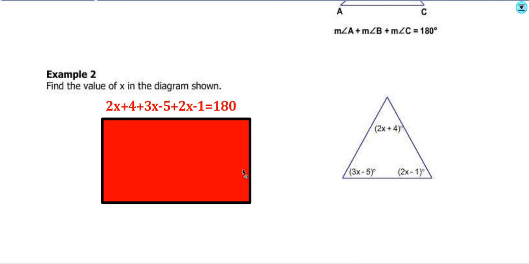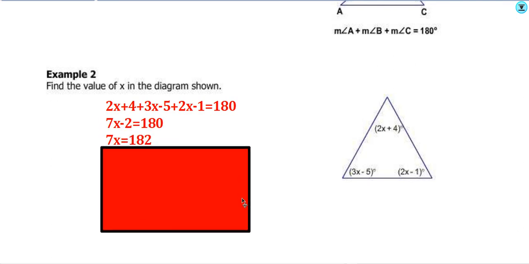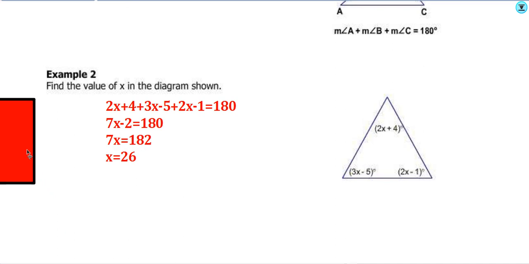When you go through to solve this, you should combine your like terms to get 7x minus 2 equals 180. Add 2 to both sides, so now 7x equals 182. And then divide by 7 to get that x is 26.